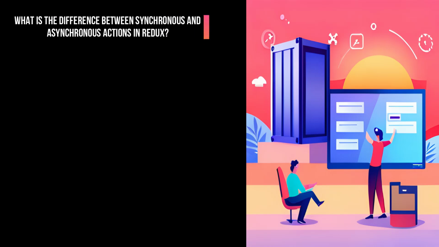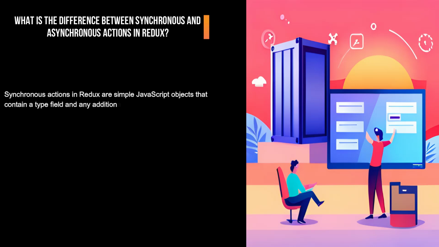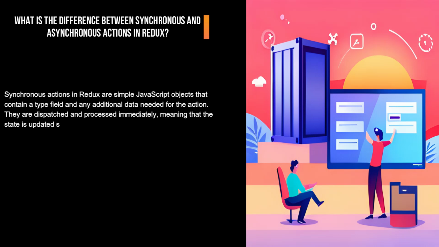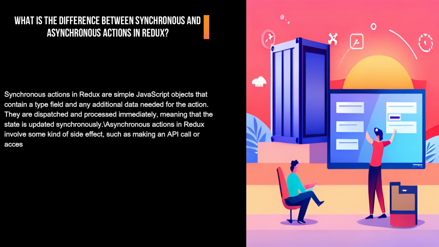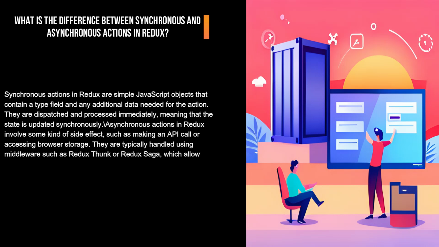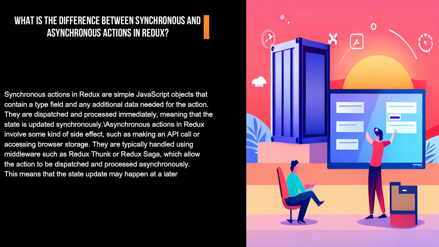What is the difference between synchronous and asynchronous actions in Redux? Synchronous actions in Redux are simple JavaScript objects that contain a type field and any additional data needed for the action. They are dispatched and processed immediately, meaning that the state is updated synchronously. Asynchronous actions in Redux involve some kind of side effect, such as making an API call or accessing browser storage. They are typically handled using middleware such as Redux Thunk or Redux Saga, which allow the action to be dispatched and processed asynchronously. This means that the state update may happen at a later time after the asynchronous operation has been completed.